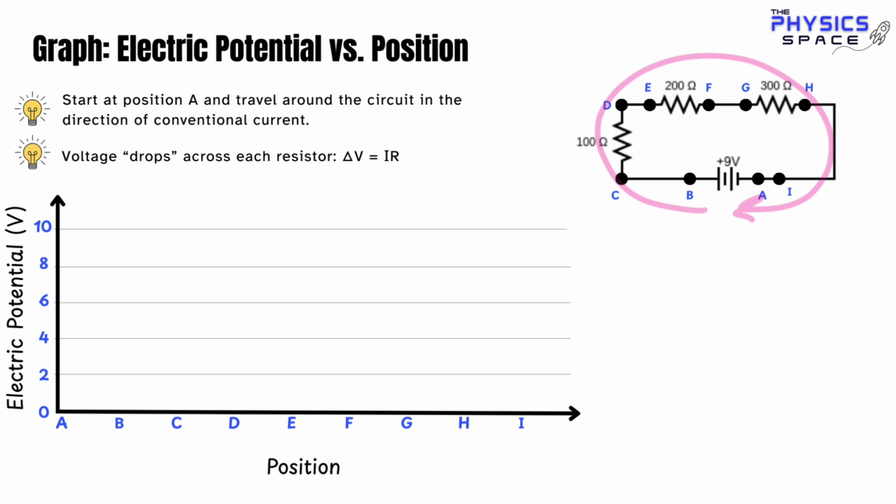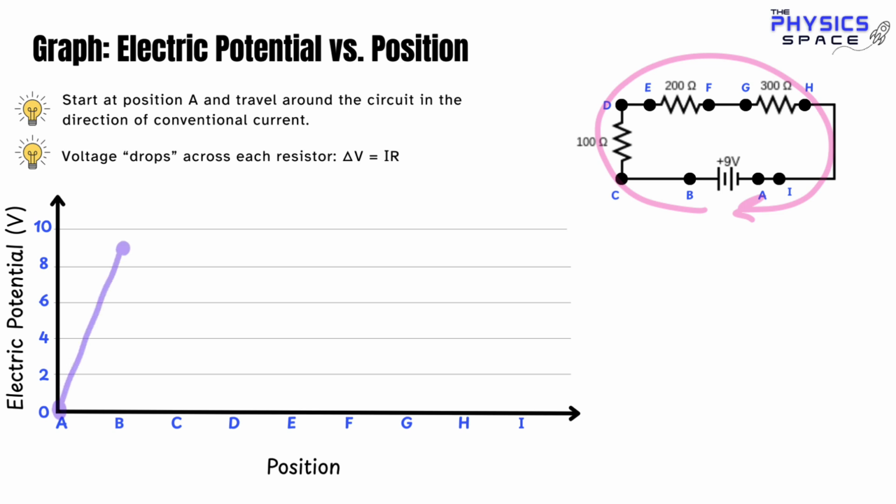With that direction of conventional current, if we start at point A and go to point B across the battery, we would see that as an increase in voltage. So we treat going across the battery as a positive change in the electric potential. In this case, with a 9-volt battery, we're starting at 0, and we would be going from point A to point B from 0 volts to 9 volts. So 0 to 9 to start.